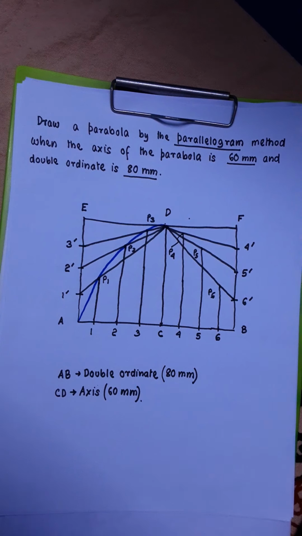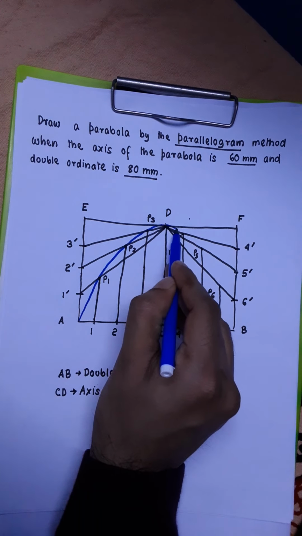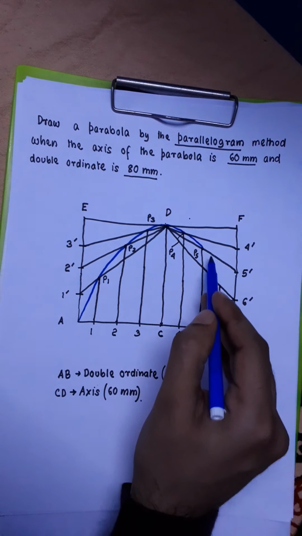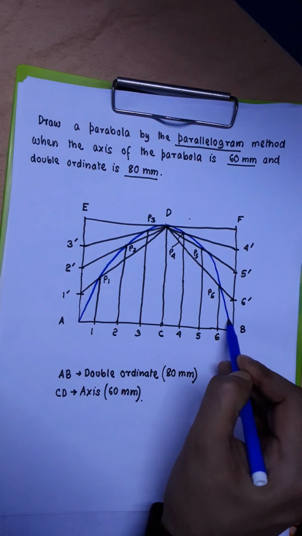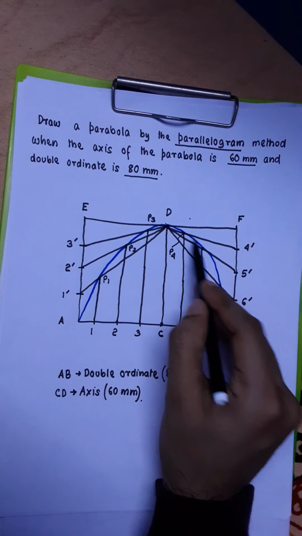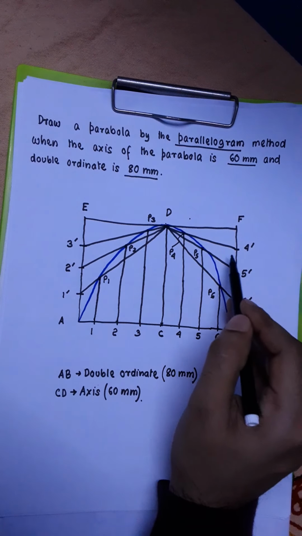So using a French curve, you can join the points D, P4, P5, P6 and B to get the remaining half of the parabola. Now I am going to tell you one small thing. You see, these points P4, P5 and P6 could have been obtained in an alternative way.